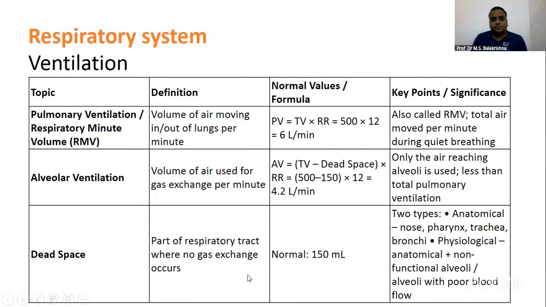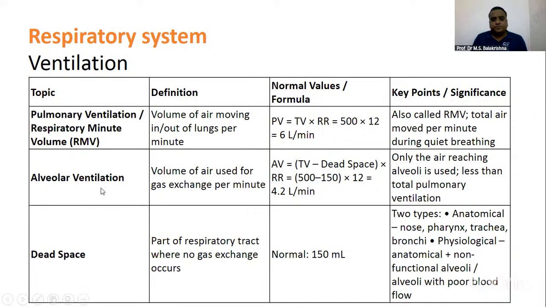The normal value of pulmonary ventilation is 6 liters per minute of air moving during quiet breathing. Normally, when you are breathing, not running or exercising, the total amount of air goes into your lungs and out. That is ventilation. Same way, alveolar ventilation is the amount of air going inside and coming out of the alveoli, the balloons. That is 4.2 liters per minute.